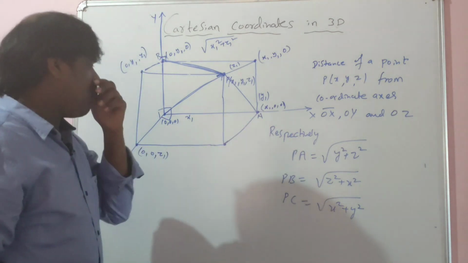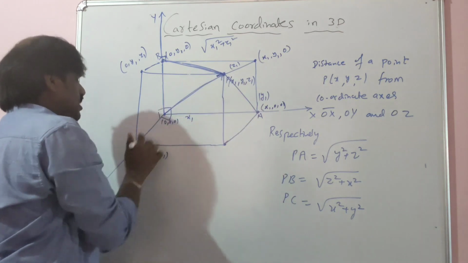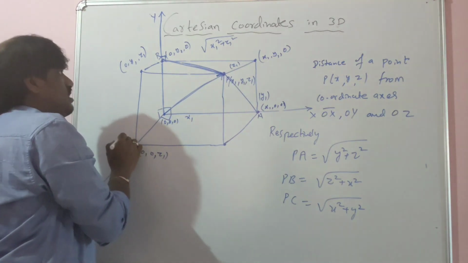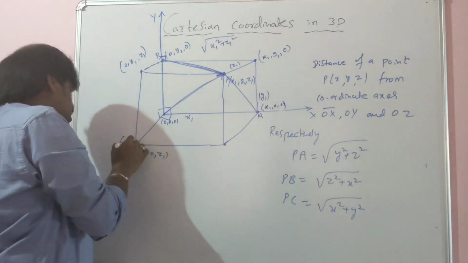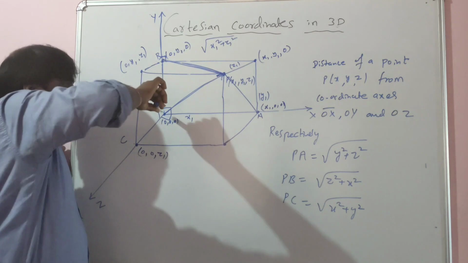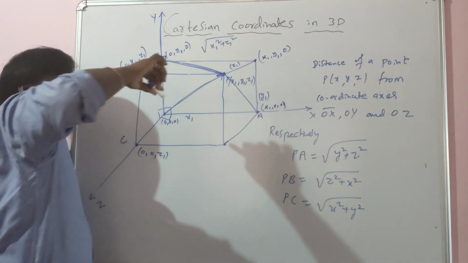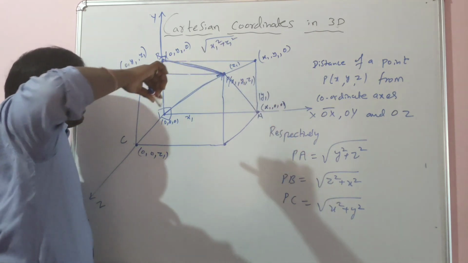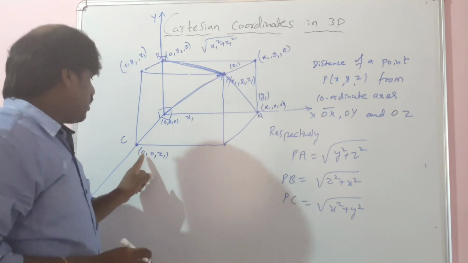Now the distance of P from this point, that is C. If I take this as the point C, the distance of P on this z axis, you know, this z axis is like this, and you are finding the distance of this point to here. So the distance will be 0.